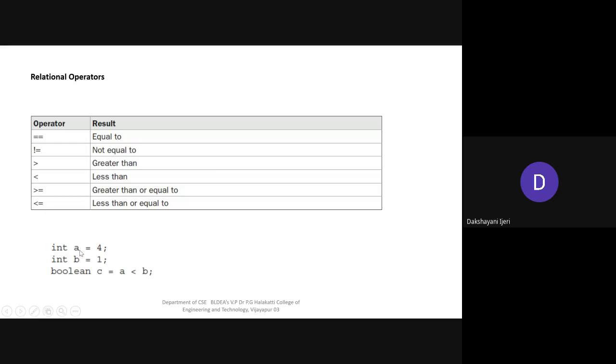You can see A has been initialized with the value 4 and B has been initialized with the value 1. To store the result of this relational operator, you require a variable of the type boolean. Why? Because this relational operator will give the result in terms of true and false. So if A is less than B, it will give a result, which you are going to store in a variable C of the type boolean. If it is of type boolean, it is going to store the value in terms of true or false.